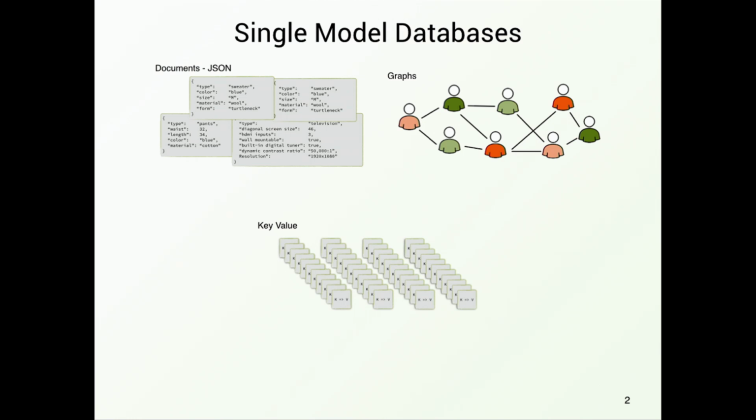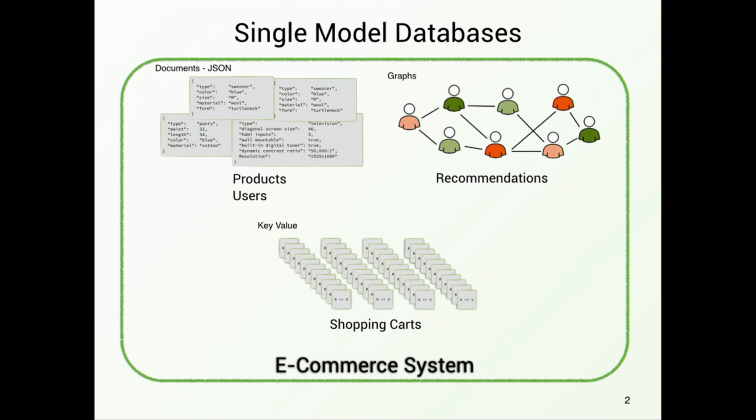Now, let's bring some use cases to them. For a document store, we could, for example, store products and users. They are really well fit for that. In a graph store, we can store recommendations, because there we have to connect the people that buy things and the things we have. And a key value store is really good for shopping carts, because we only want to access that by the session ID. And probably you guess where this goes. We're building an e-commerce system. And to build an e-commerce system, if we want to use polyglot persistence, that means we use the best database for the job, we need 3 different kinds of databases.